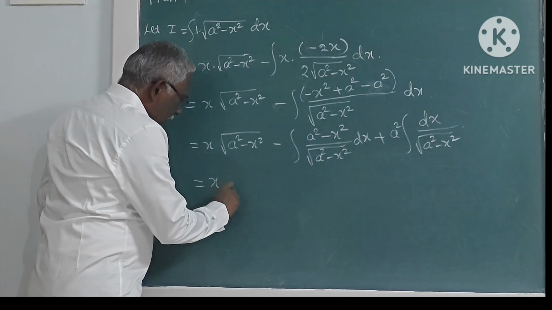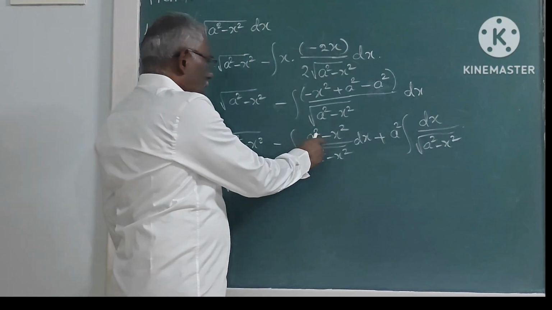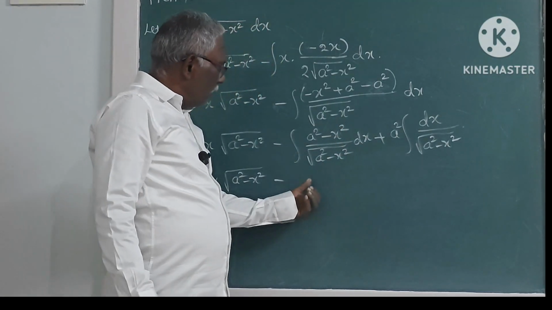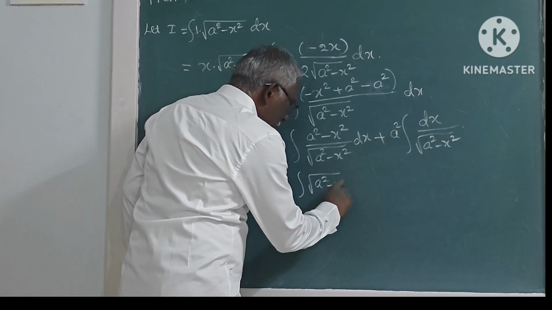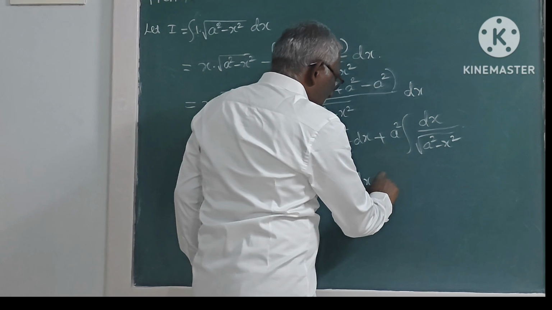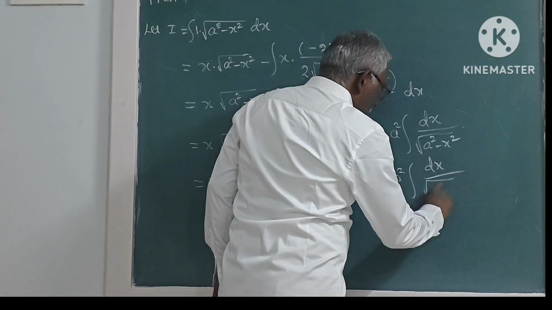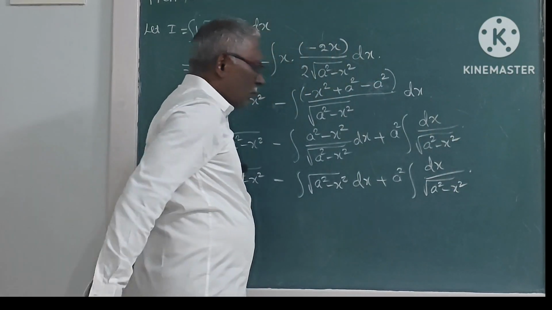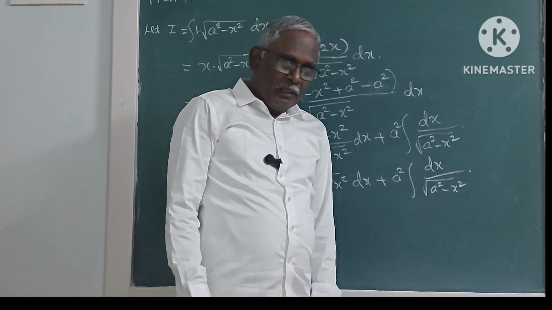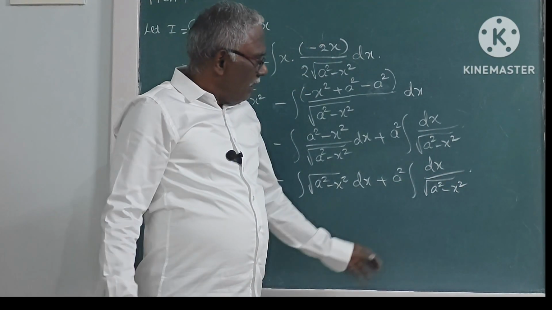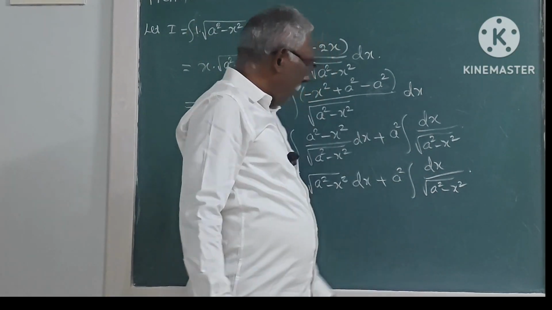So here we can write x into square root of a square minus x square, minus a square minus x square by square root of a square minus x square, that is nothing but square root of a square minus x square only, plus a square integral dx by square root of a square minus x square. So we know this is the standard form. Integral dx by square root of a square minus x square, what is the value of this integral? It will be sine inverse x by a.